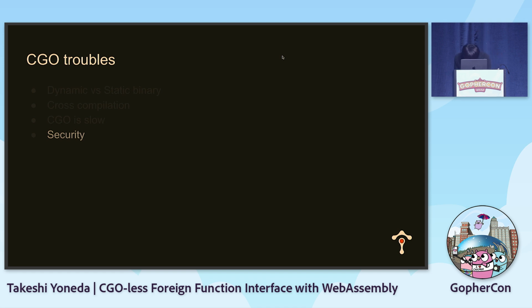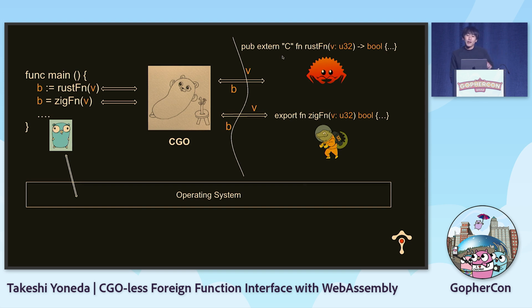The last one is very important and most relevant to WebAssembly. Let me talk about the security aspect of CGO. When we use CGO, your foreign functions share the entire operating system, including the virtual memory space, with the original Go functions. So when you have malicious code in your foreign function, your operating system resources and virtual memory are vulnerable to malicious attackers.